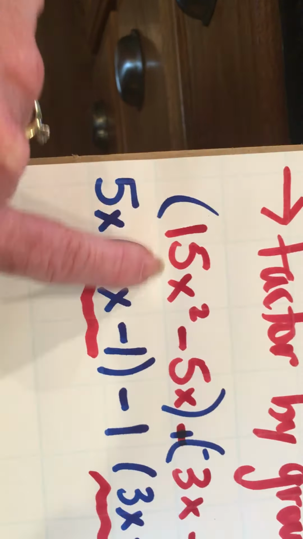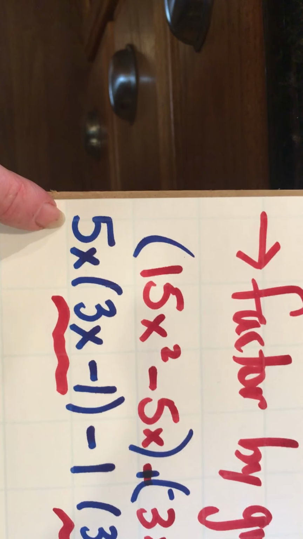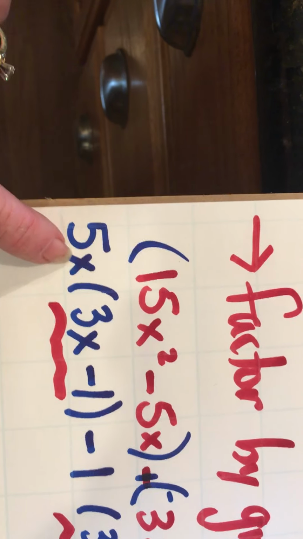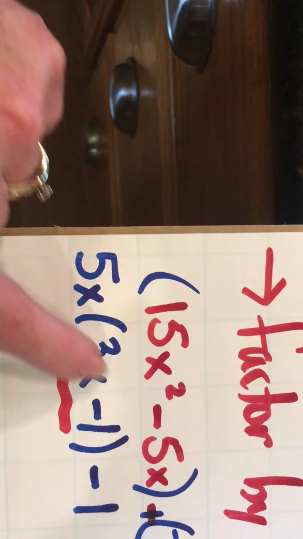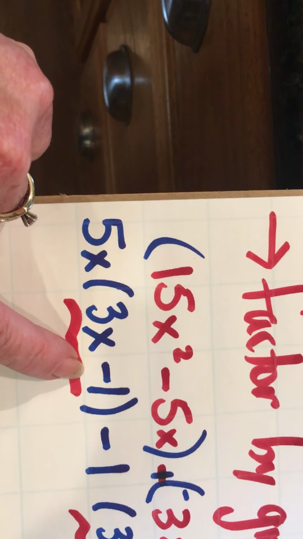So the greatest common factor in my first parenthesis is 5x. When I factor out the 5x, we're saying what times 5x gives me 15x squared? It would be 3x. What times 5x gives me negative 5x? It would be negative 1.